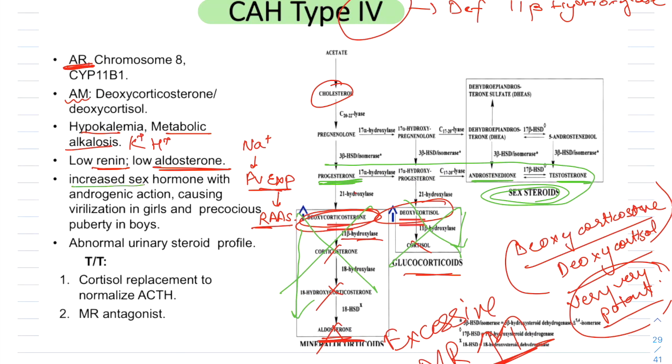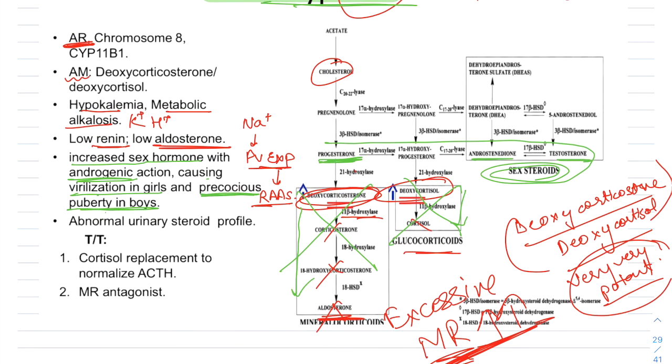These increased sex hormones have androgenic action and cause virilization in girls with increased facial hair, acne, etc., and early or precocious puberty in boys. So there will be virilization in girls and precocious puberty in boys in CAH type 4, along with hypertension, hypokalemia, metabolic alkalosis, low renin, and low aldosterone. Also, the urinary steroid profile, that is urinary cortisol, will be low.